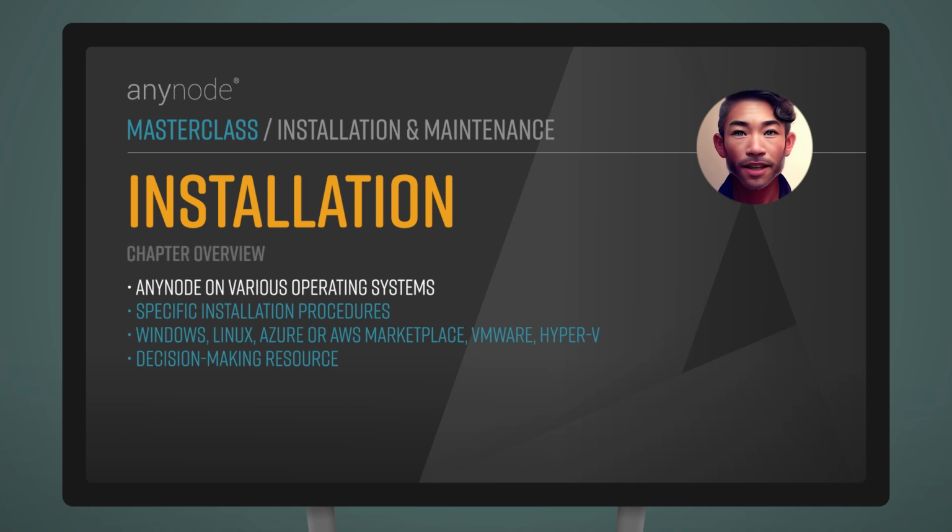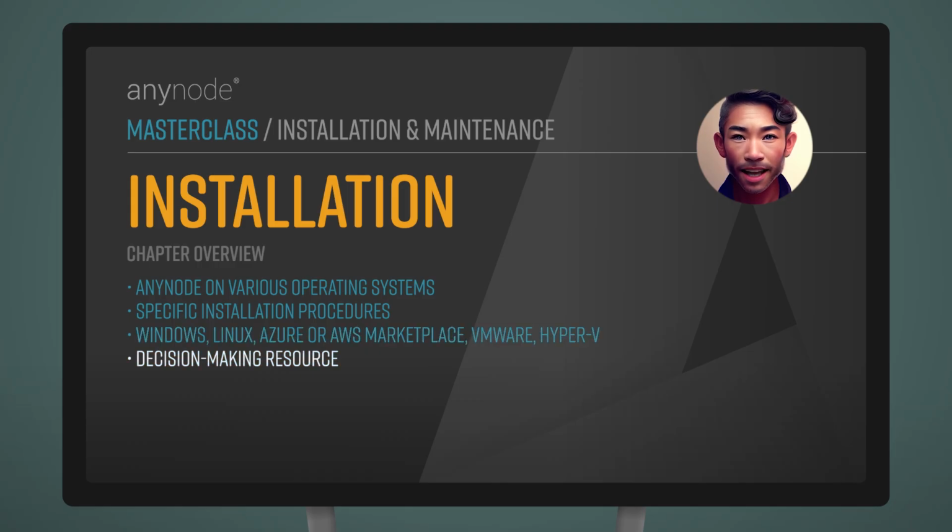This chapter is designed to assist you in seamlessly deploying anynode across various operating systems, ensuring a smooth and efficient installation process. The chapters within this guide will delve into specific installation procedures tailored for different environments, providing you with detailed instructions for Windows, Linux, Azure or AWS Marketplace, VMware, and Microsoft Hyper-V.